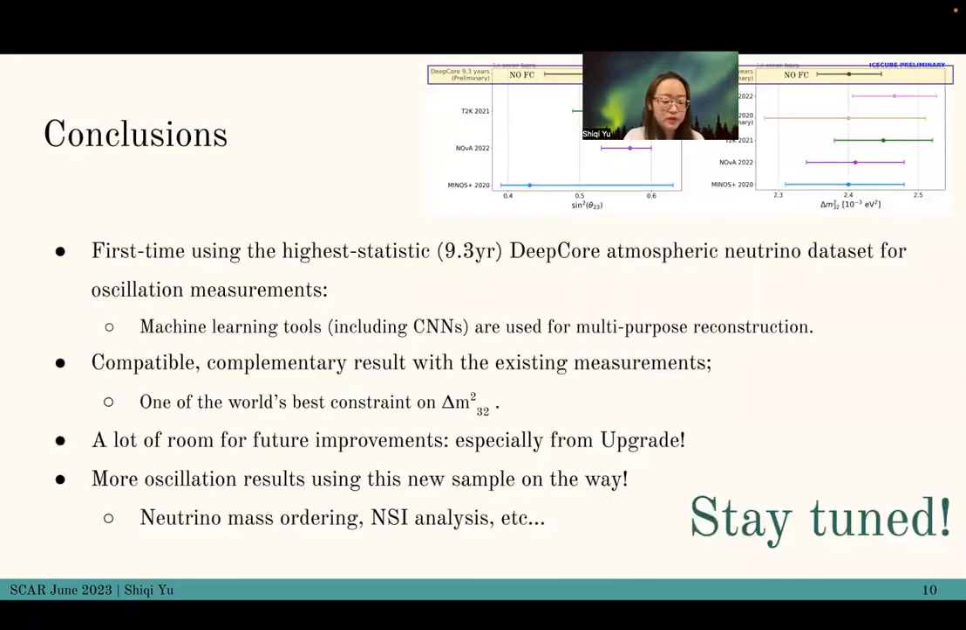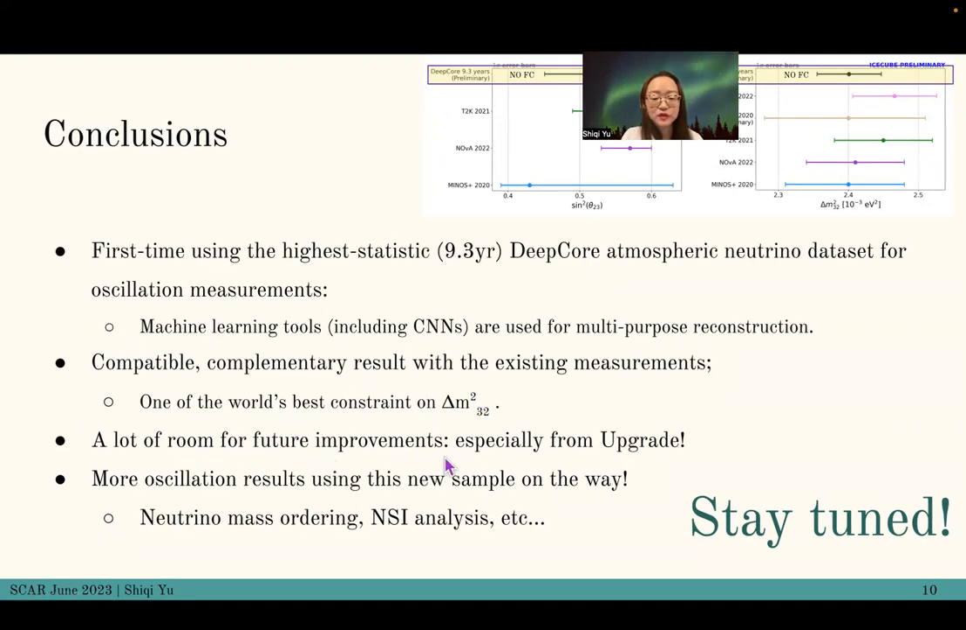So here are my conclusions. This is the first time we use the highest statistics DeepCore atmospheric neutrino dataset, including modern machine learning techniques, to measure oscillation parameters. We report a compatible and complementary result with the existing measurements, including one of the world's best constraints on delta m squared 32.